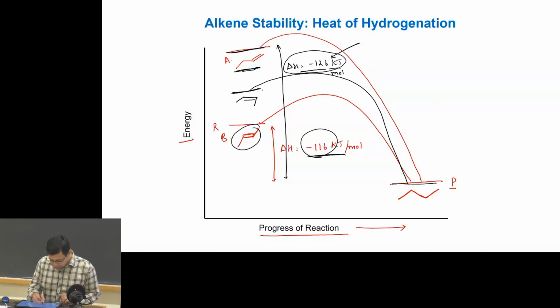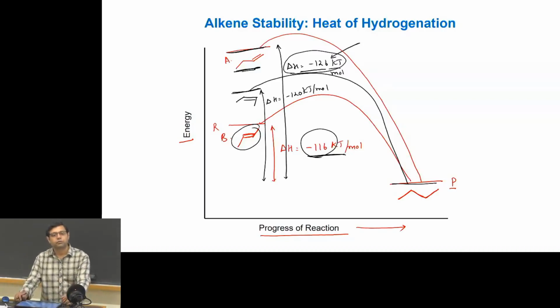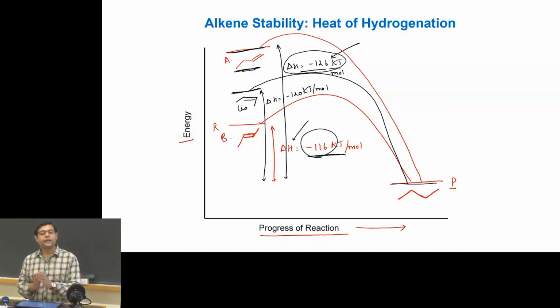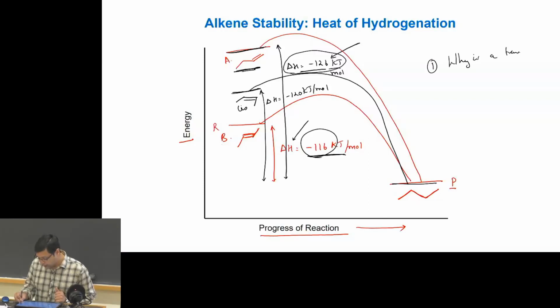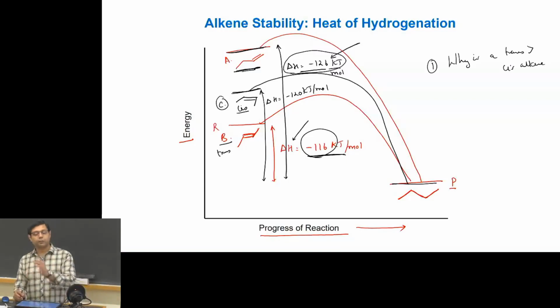The delta H would be the difference between the products and the reactants, and in this case it's a value of minus 120 kilojoule per mole. Right. Now looking at this graph, we need to answer two questions. First, why is a trans-alkene more stable than a cis-alkene? As you can see here, B is trans, it is more stable than C, which is a cis. So why is a trans-alkene more stable than cis-alkene? That's question number one we need to answer.